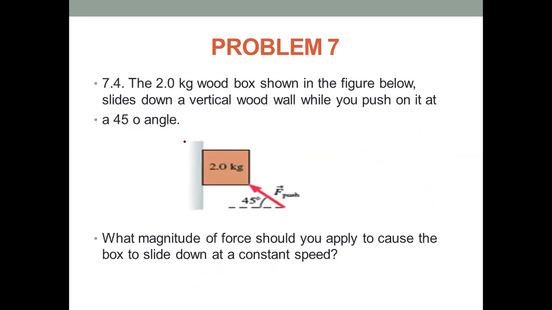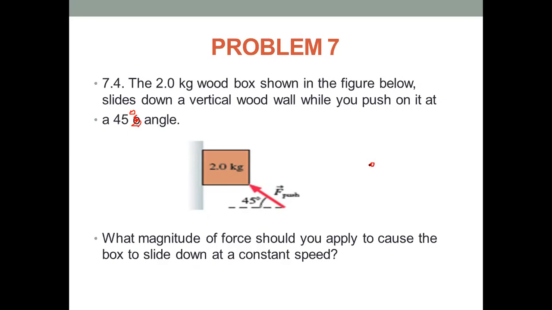Okay, let's check the next question. The 2.0 kg wood box shown in the figure below slides down a vertical wood wall while you push on it at a 45 degrees angle. So what magnitude of force should you apply to cause the box to slide down? We're applying a force in this direction.